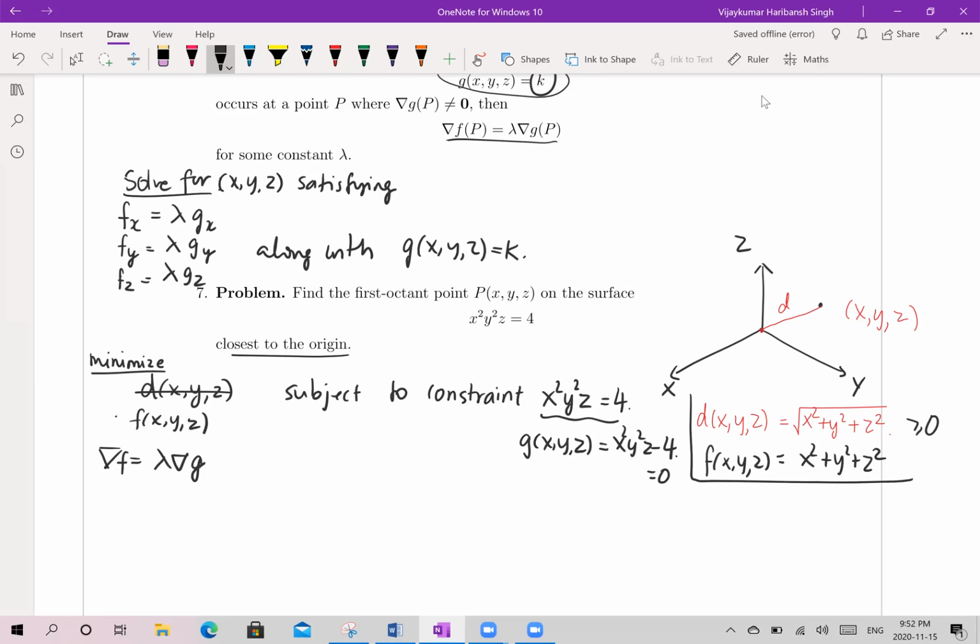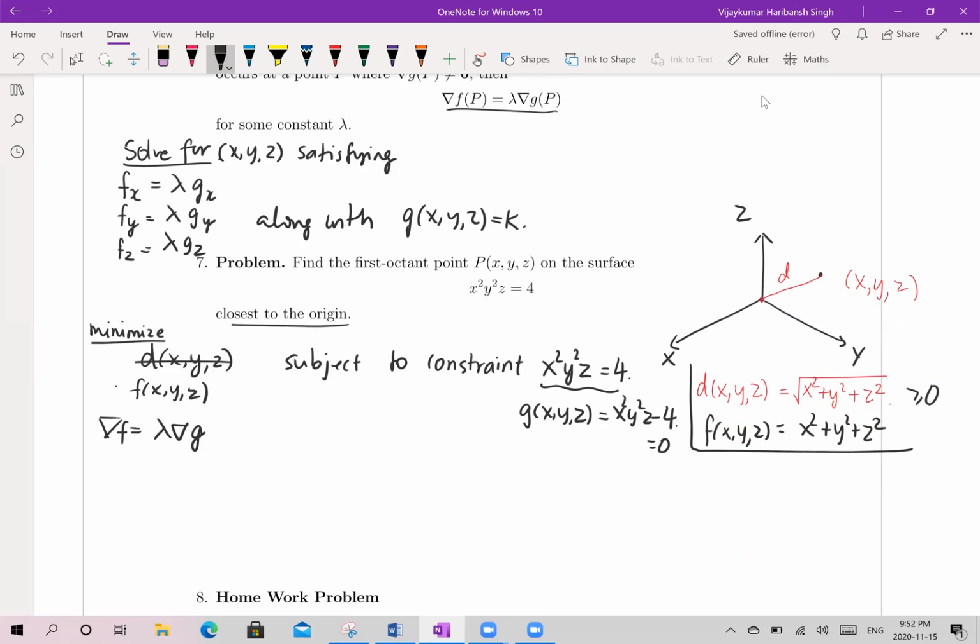Sorry, this is my constraint curve. So what is grad f? Grad f is going to give me 2x, 2y, 2z, right? The partial derivative of f with respect to x is 2x, with respect to y is 2y, and with respect to z is 2z, equals lambda times grad g. Now, what is the derivative of this? This is going to be 2x y squared z, x squared 2y z, and x squared y squared.